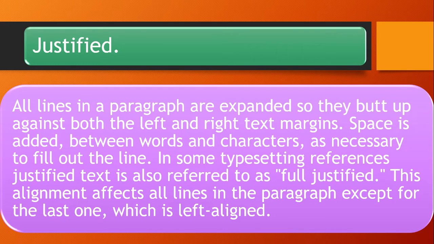Justified. All lines in the paragraph are expanded so they butt up against both the left and right margin. A space is added between words and characters as necessary to fill out the line. In some typesetting references, justified text is also referred to as full justified. This alignment affects all lines in the paragraph except for the last one, which is left aligned.